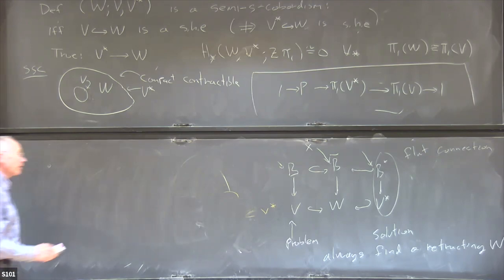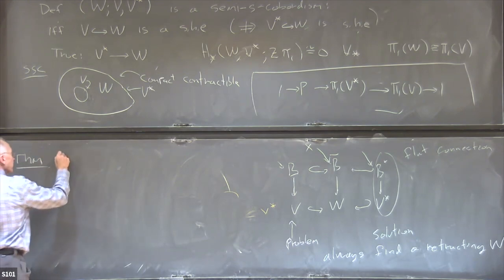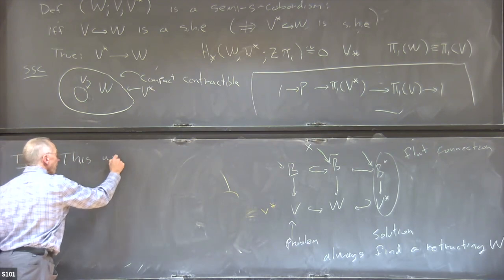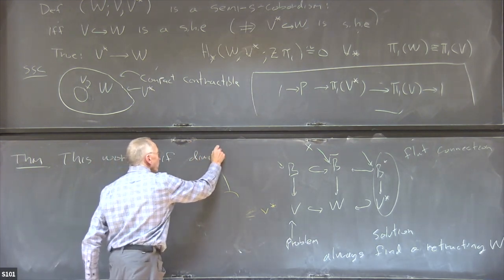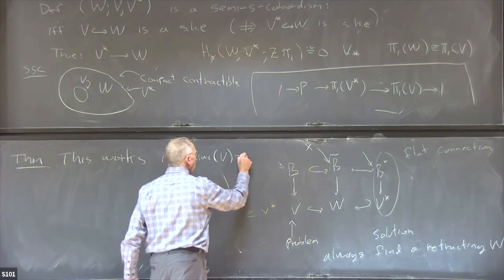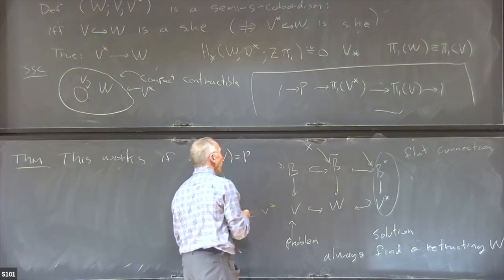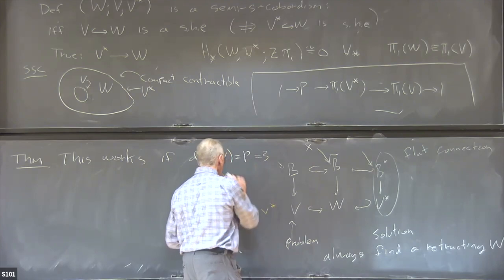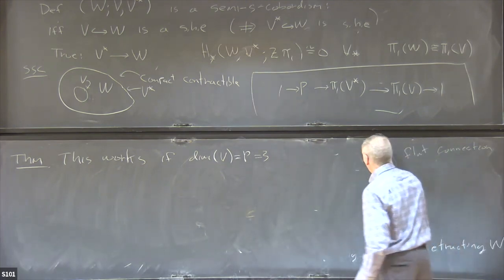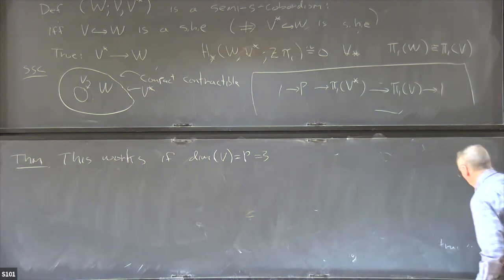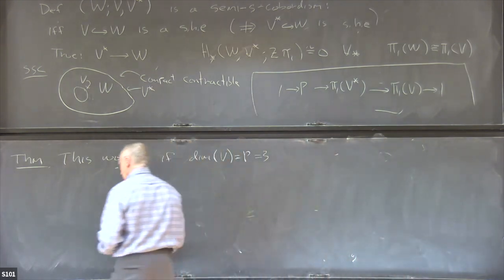Okay, so let me just state the theorem. This works if the dimension of V, which I'm calling little p, is equal to 3. The base of the problem is a three-dimensional manifold that can be either closed or open with a solution already present on the boundary. Then this works. You can modify the cobordism until it's a semi-s-cobordism.